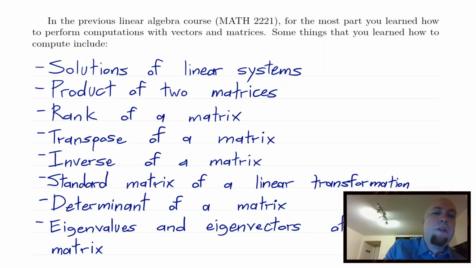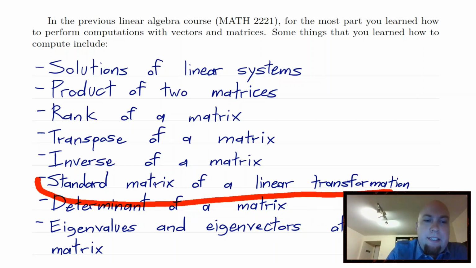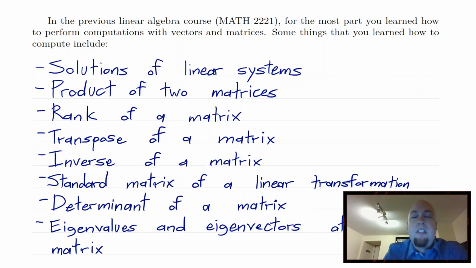We learned how to compute the transpose of a matrix, that funky operation where you flip the matrix along its main diagonal, so the rows become columns and vice versa. We learned about the connection, which we've already alluded to, between linear transformations and matrices. There's a one-to-one correspondence: every matrix is a linear transformation, and vice versa. Every linear transformation on Rn can be represented via a matrix called its standard matrix, and we learned how to compute that in the previous course.